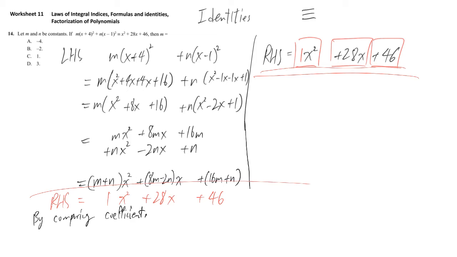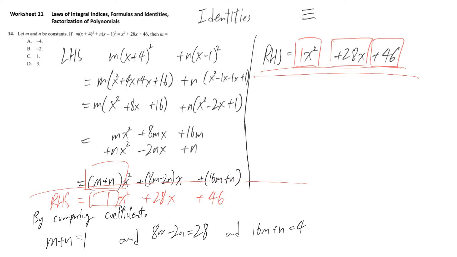We know that this one and this one should be equal. m plus n is equal to 1. This is our first finding. Second finding, we know that 8m minus 2n is equal to 28. The last finding, we know that 16m plus n is equal to 46.